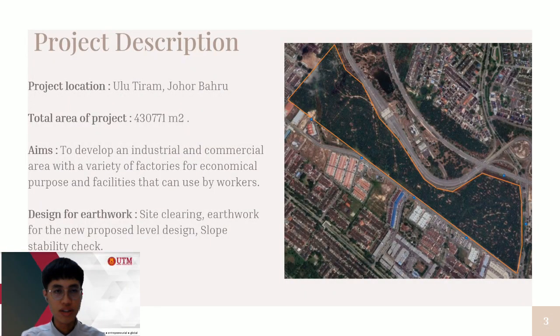The project we received is located at Uru Tiram, Johor Bahru. The total area of this project is 430,771 square meters. The aim of this project is to develop an industrial and commercial area with a variety of factories for economical purposes and facilities that can be used by workers. As a member of the Earthwork Department, we need to do site securing and propose a new design level for it.